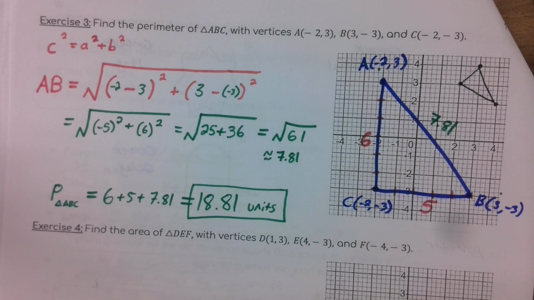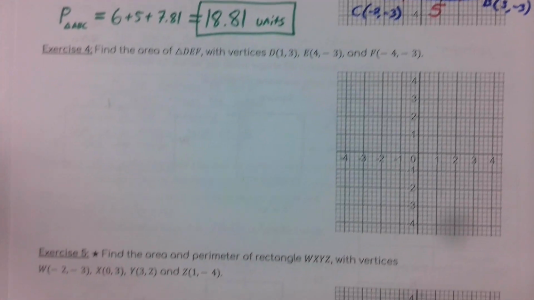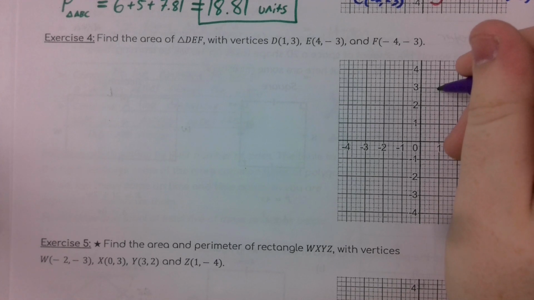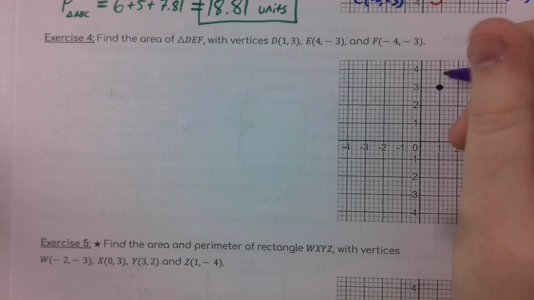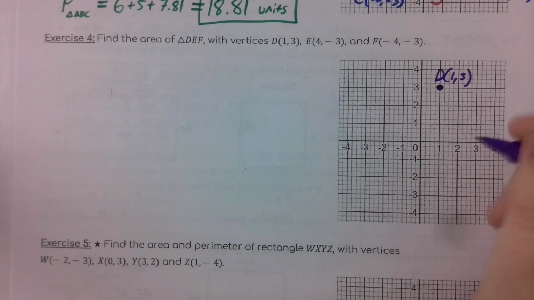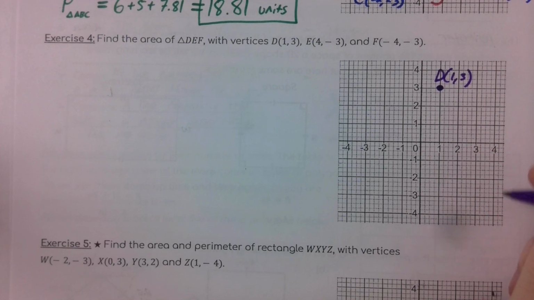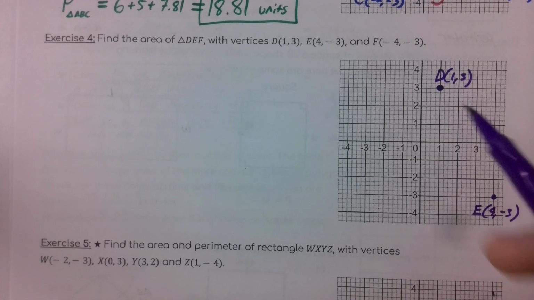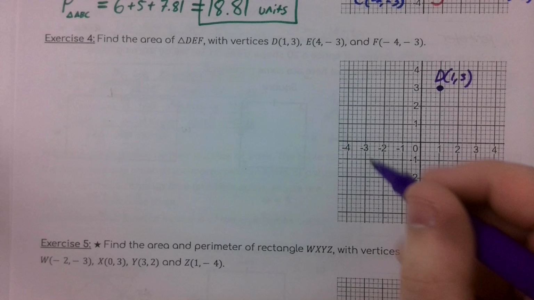The same can be done when we try to find the area of a shape. So let's take a look at exercise 4. In exercise 4, we're trying to find the area of a triangle that has point D at 1, 3, point E at 4, -3, and point F at -4, -3.